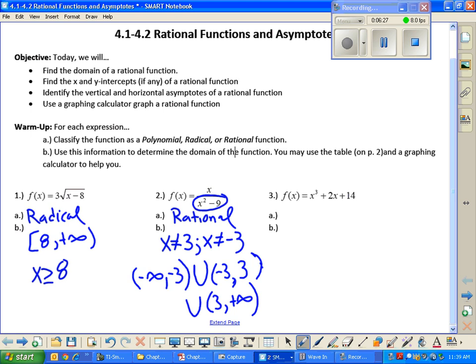So negative infinity to -3 takes a break, and then it's defined for -3 to 3. And then we get that other spot that our graph can't touch. And then it picks up again for 3 to positive infinity. Okay, questions about that one? Okay, last one.